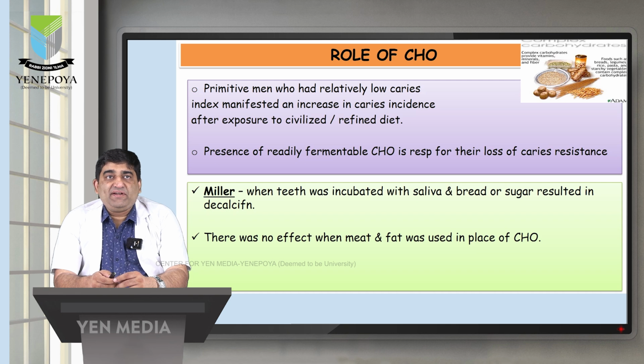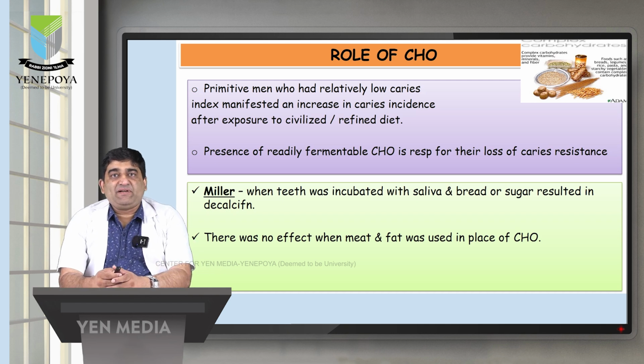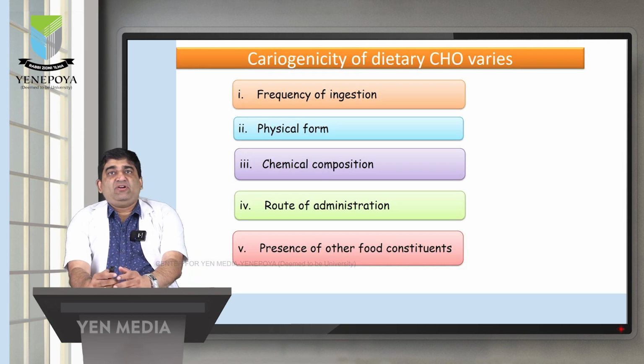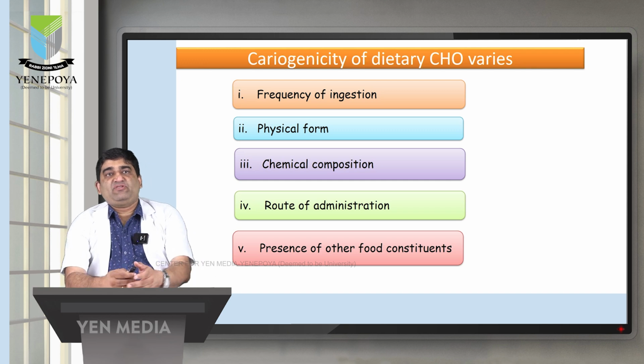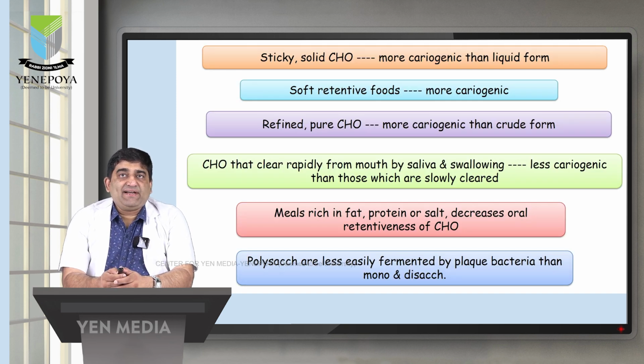Coming to the role of carbohydrate, primitive men who had relatively low caries incidence manifested an increase in caries incidence after exposure to a civilized or refined diet. Presence of readily fermentable carbohydrate is responsible for their loss of caries resistance. The cariogenicity of dietary carbohydrate varies with the frequency of ingestion, physical form, chemical composition, route of administration and presence of other food constituents. Sticky solid carbohydrates are more cariogenic than the liquid form of carbohydrates. Soft retentive foods are more cariogenic.